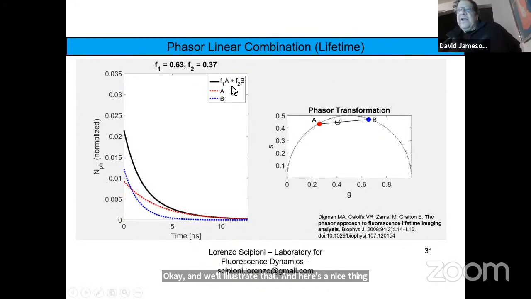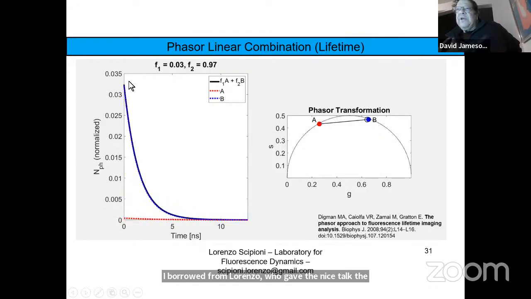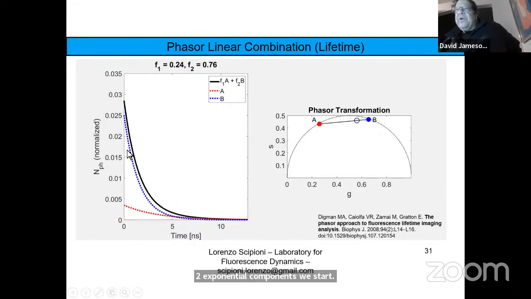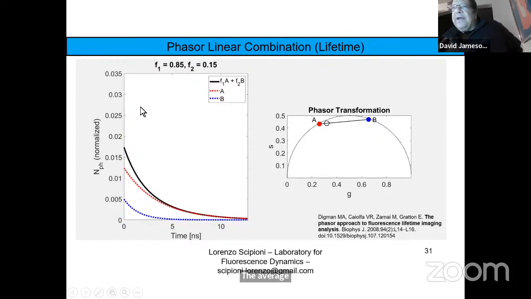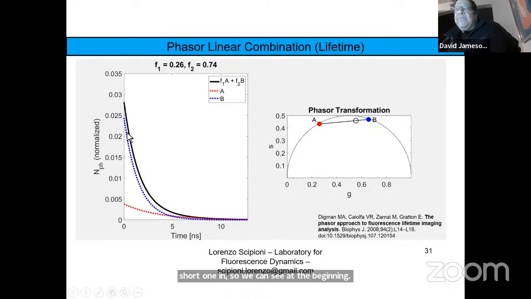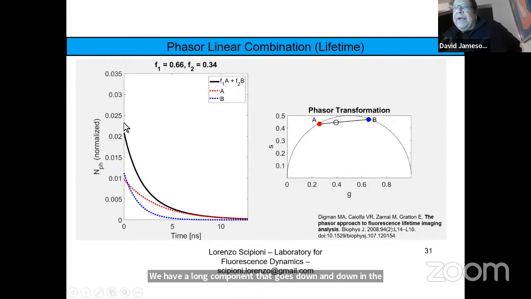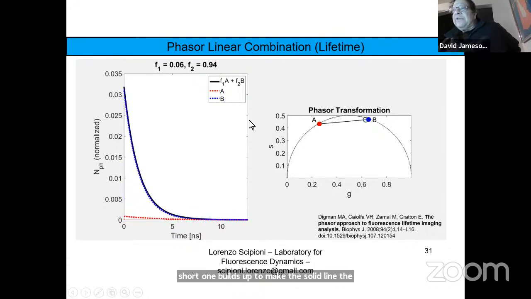And here's a nice thing I borrowed from Lorenzo, who gave the nice talk the other day. Let's look on the left first. We're going to see two exponential components. We start with a blue one, and then it starts going down as the average component, the average profile, as we add a short one in. So at the beginning, we have a long component that goes down, and the short one builds up to make the solid line, the composite mixture.